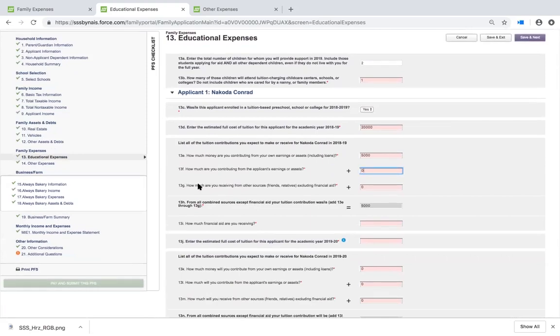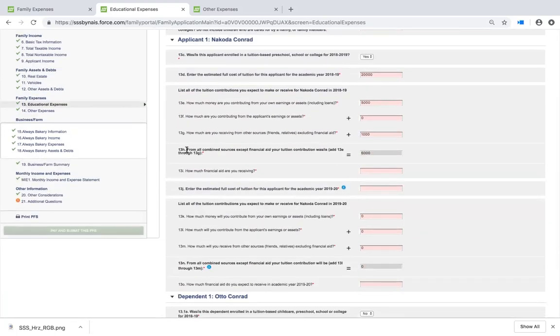13G would like to know about the contribution from other sources, such as friends and relatives, but excluding financial aid. So we do not want to include any aid we may have received. In our case, a grandparent of the applicant is going to contribute $1,000 towards the education. And now the system adds up all of the contribution amounts, and we can confirm that together we contributed $6,000 towards tuition this year, and that's correct.